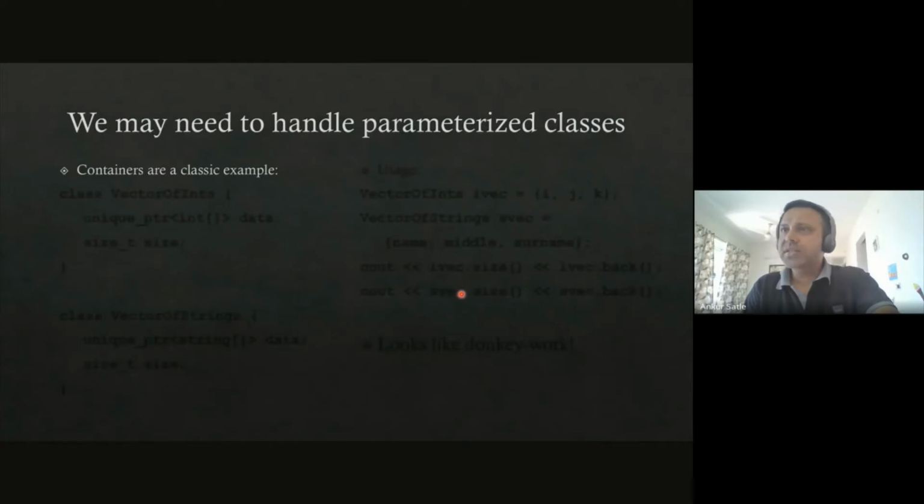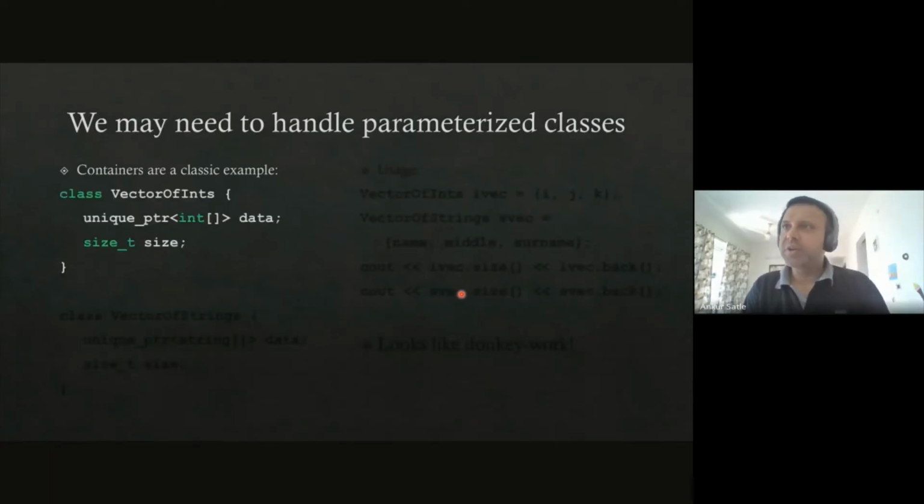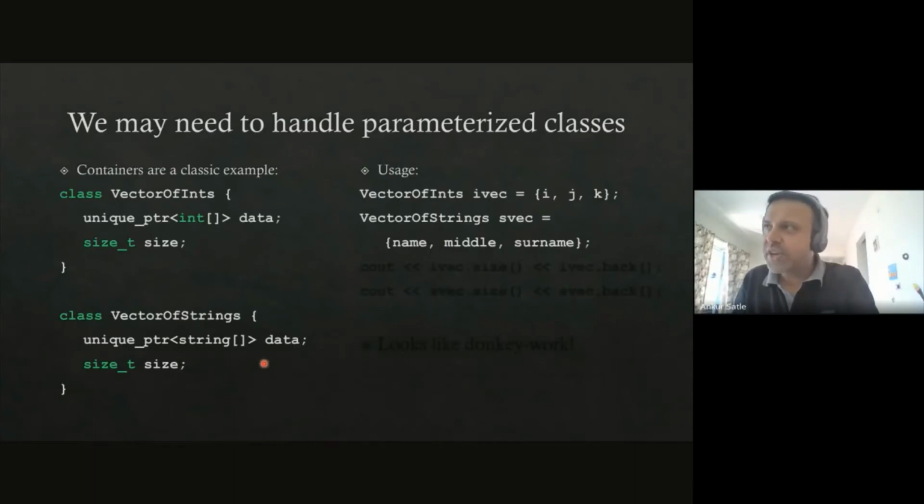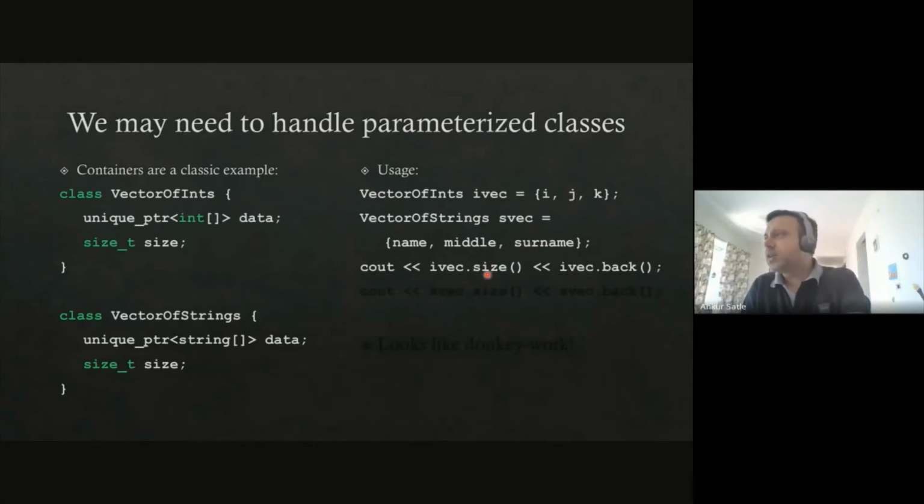So let's get into class templates. We have looked at templates with functions, okay? And I'll be quick on this one because it's a similar thing. You have vector of ints, which could be a class which manages a lot of ints as data and knows the size of how many it has. Similarly, you'll have vector of strings. You use vector of ints by instantiating with ints. You can instantiate the vector of strings with many strings, and this is how you use them both.